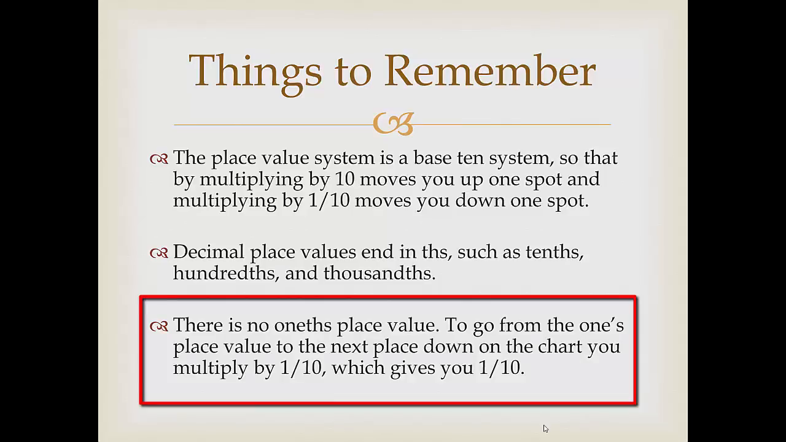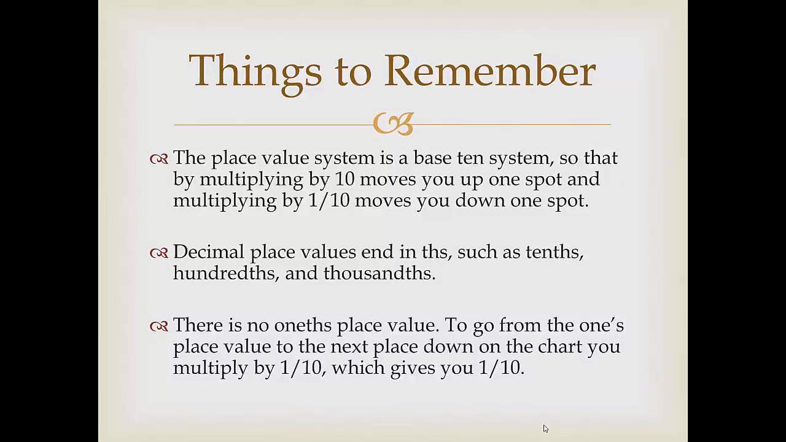And to go from the ones place value to the next place value down on the chart, you multiply by 1/10, which gives you a value of 1/10. Again, there is no once in the place value chart. I hope that this has brought you a little bit more understanding about what the place value system is and how it works. It's important to apply this knowledge as you solve a myriad of different problems using the place value chart.